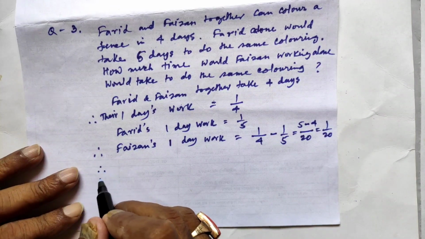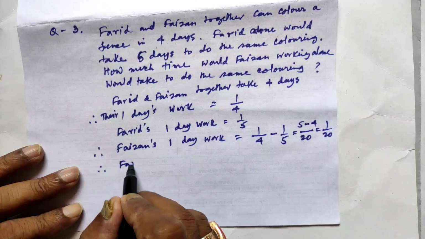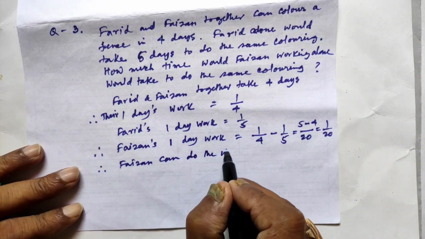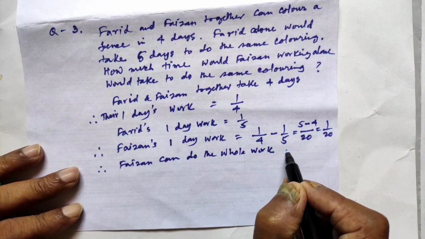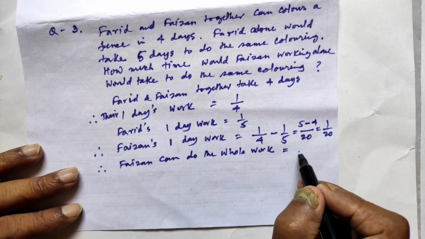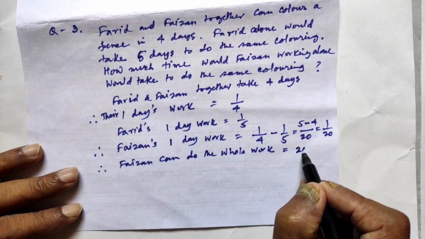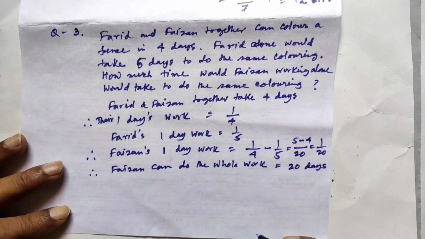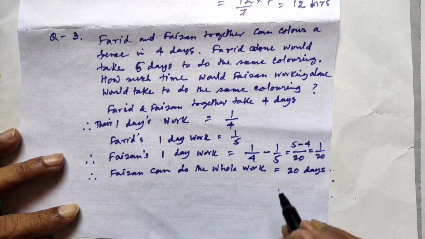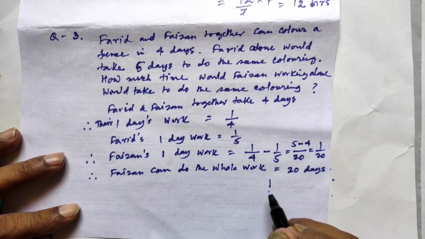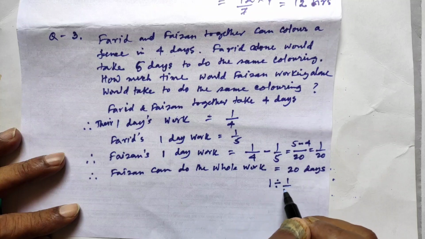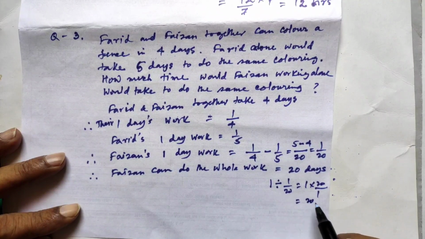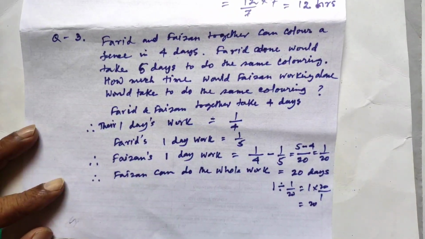That means, therefore, we can say Faizan can do the whole work, if you just reverse it, then it will be 20 days. It will be 20 days. You have to reverse it, okay. That means over here, I am just showing you the whole work is taken as 1 divided by the 1 day's work. Therefore, when you cross it, 1 by 1 by 20, then you are getting 20 days. Remember it. Okay, this is the small thing I have shown you. There should not be any confusion. Okay.